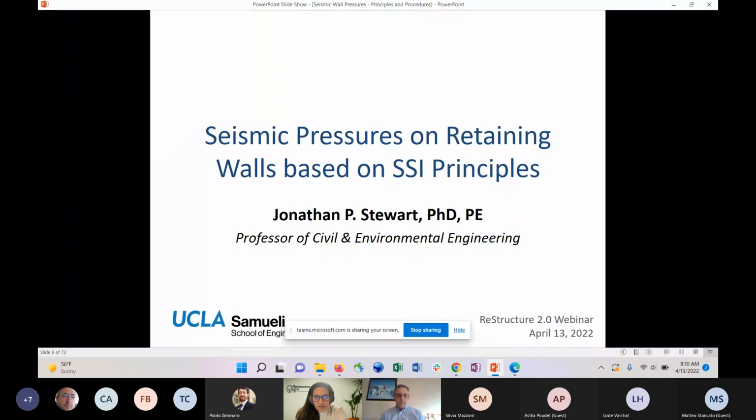As Margot mentioned, I'll be talking about seismic pressures on retaining walls. And I'll be trying to convince you over the course of the seminar that this is in fact a soil structure interaction problem and is best treated as such.